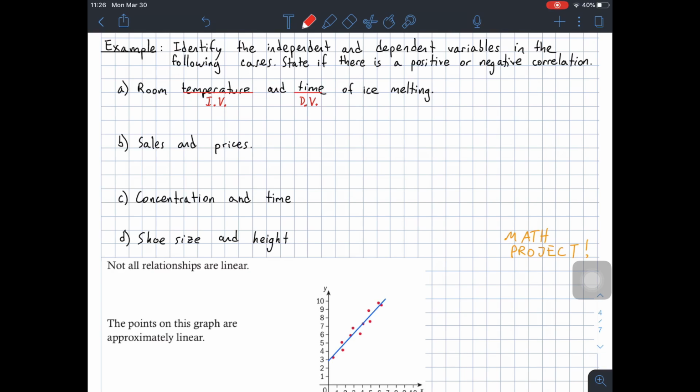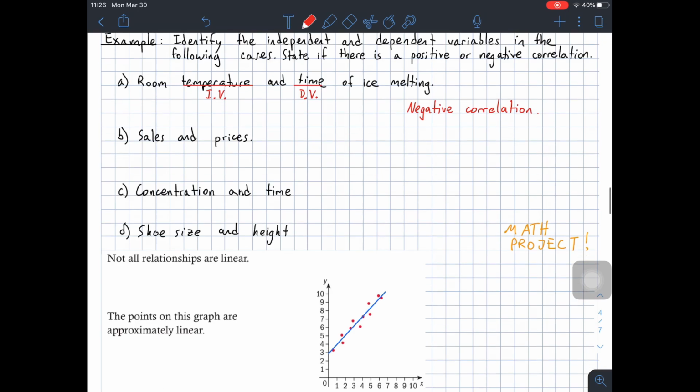So in this case, what type of correlation do you think we have between the variables? As temperature increases, what happens to the time of ice melting? Does it increase or does it decrease? It should actually decrease, right? The higher the temperature, the less time it takes for the ice to melt. So in this case, we're talking about a negative correlation.